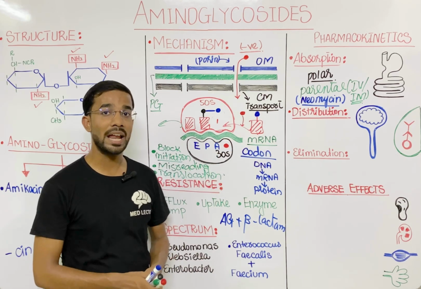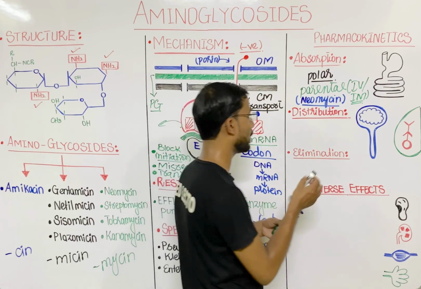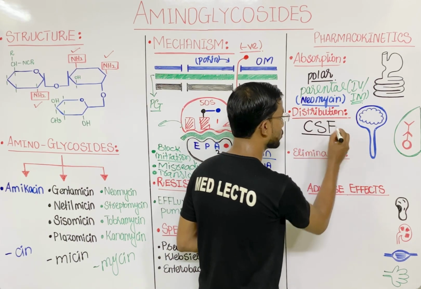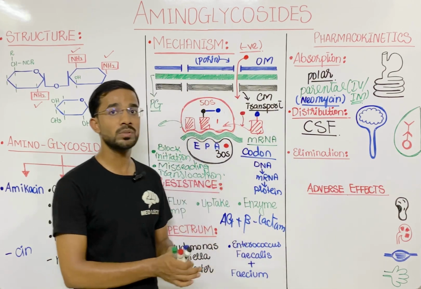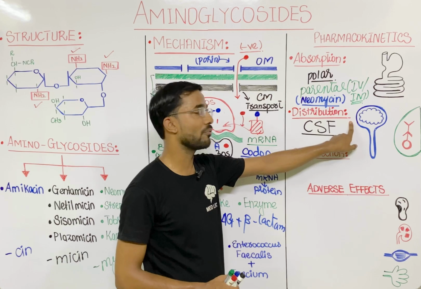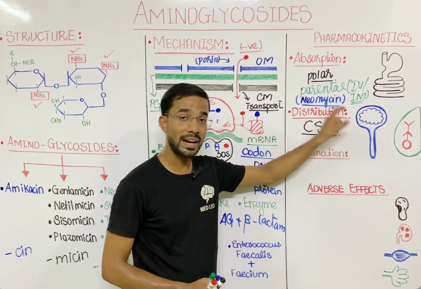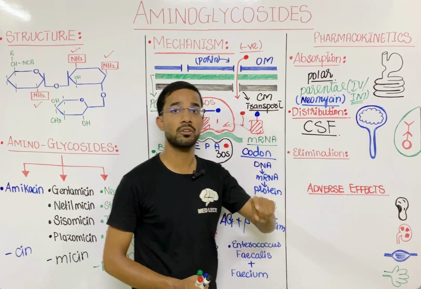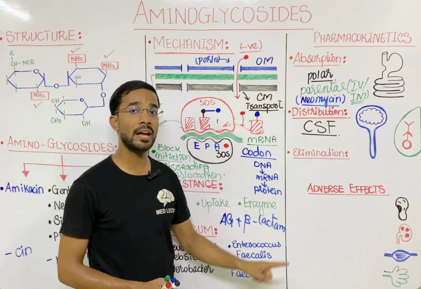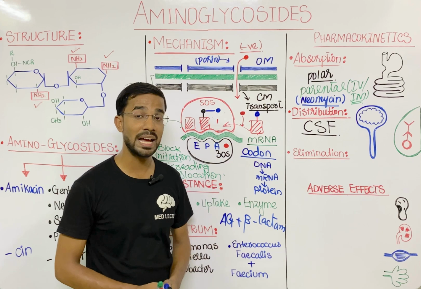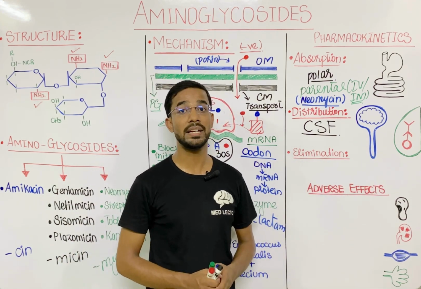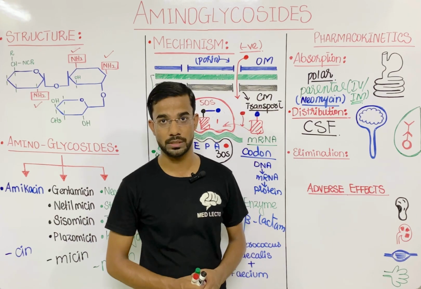Aminoglycosides poorly distribute in our CSF, cerebrospinal fluid. So that's why we choose another pathway, the intrathecal route or intraventricular route. Directly we put the aminoglycoside into the CSF. Okay. Next, aminoglycosides can easily cross the placenta and deposit in the fetus. So that's why it is contraindicated in certain conditions.